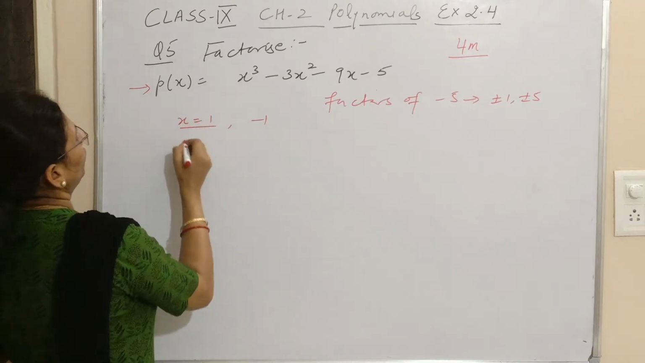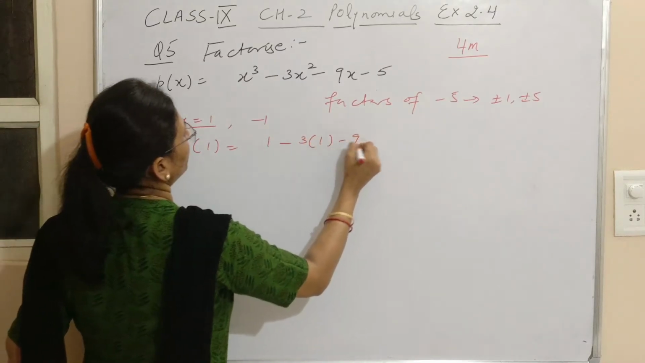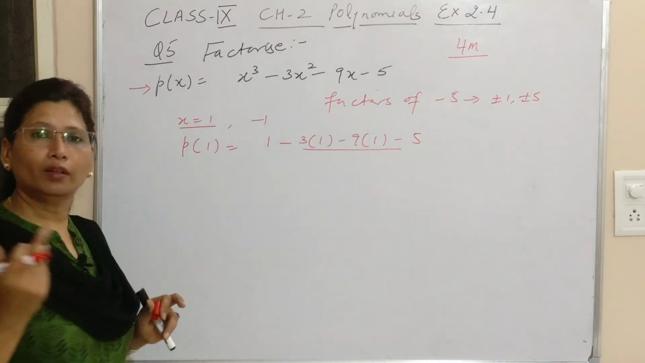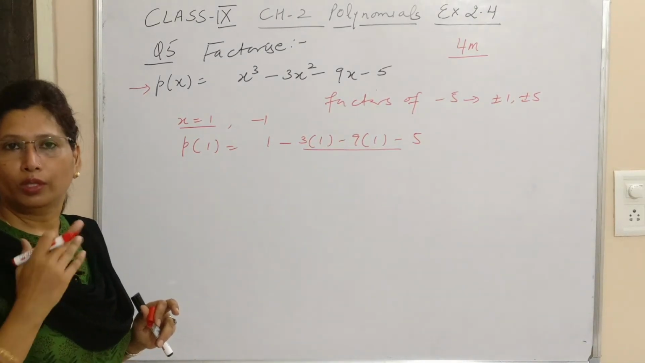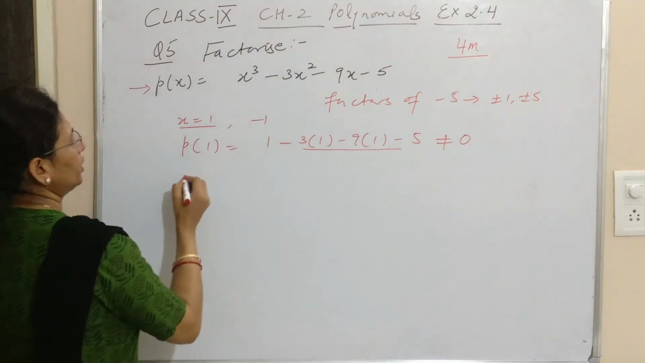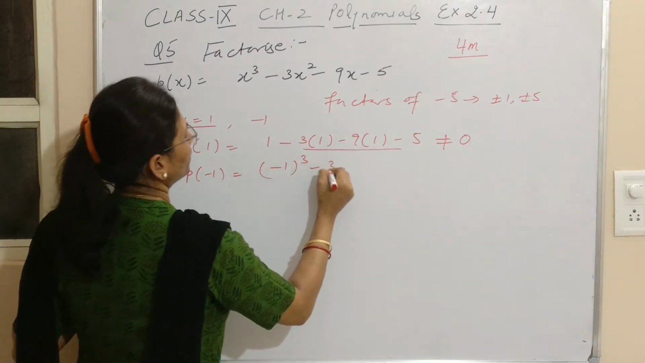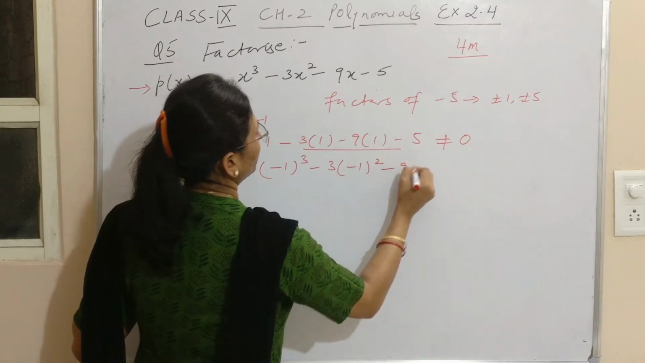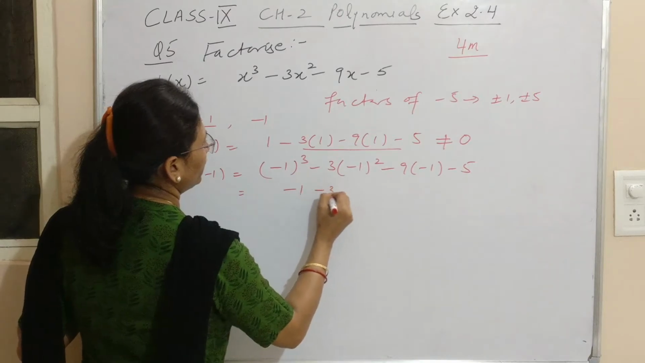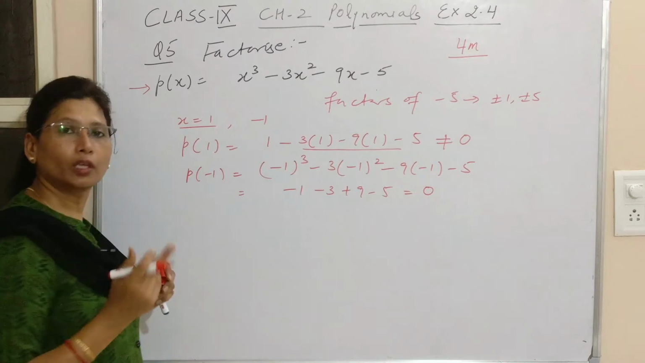So if you put x equal to 1, p of 1 is 1 minus 3, 1 minus 9 into 1 minus 5. Here you see the majority of the terms are negative and there is no hope of getting 0 in this case. So you are not getting 0. Moving to the next, if I put p of minus 1, this is minus 1 cube, minus 3 into minus 1 square, minus 9 into minus 1, minus 5. So this is minus 1, minus 3, plus 9, minus 5. If you see, this comes out to be 0.